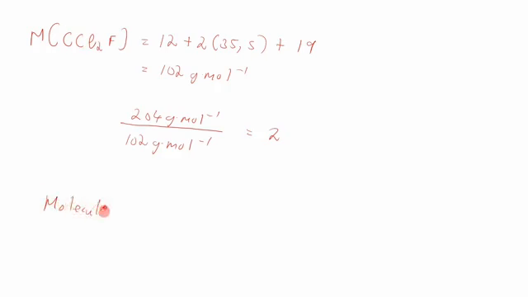So the molecular formula will now be carbon. How many carbons do we have? Only 1. But now multiply by 2, we'll have 2 carbon atoms. And then how many chlorine atoms do we have? 2. Multiply by this 2, we'll have 4 chlorine atoms. And then what about fluorine? We only have 1. Multiply by this 2, we'll have 2 fluorine atoms. And that's how you have your molecular formula.